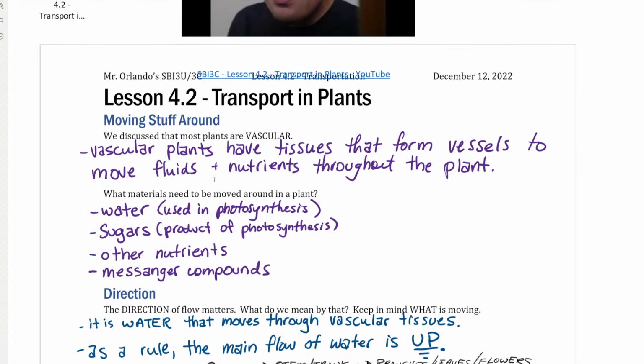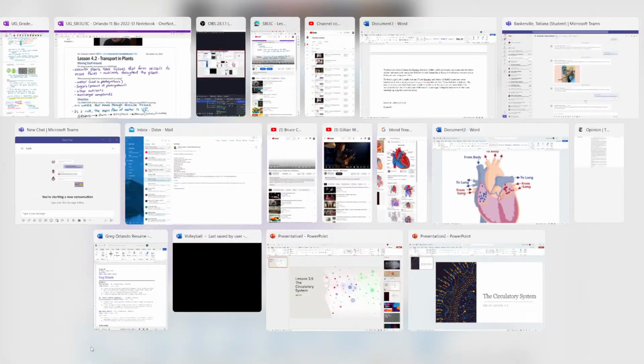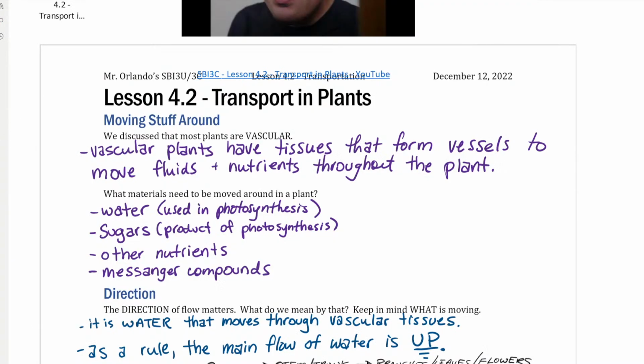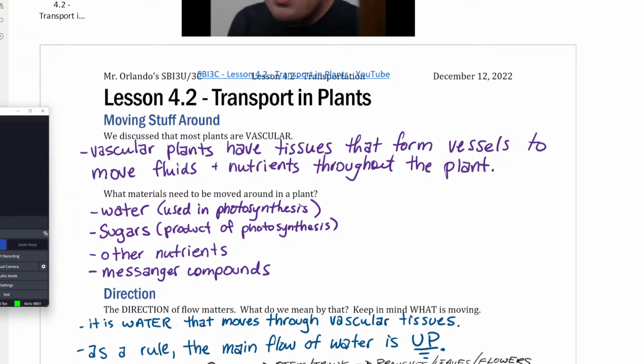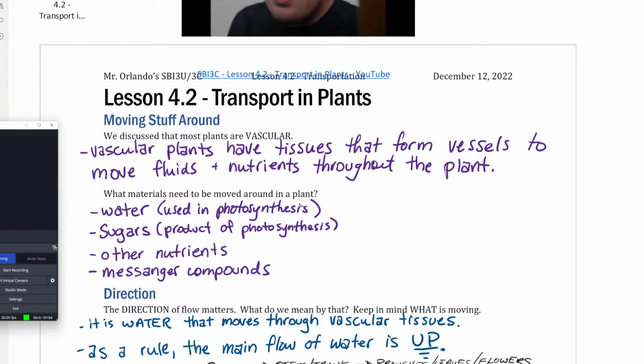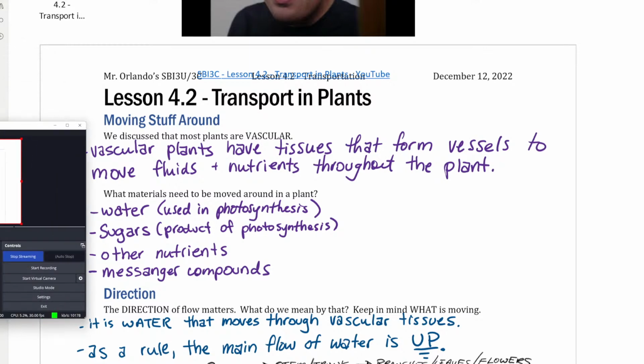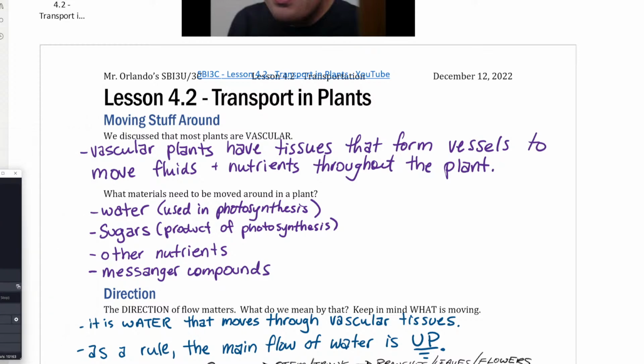So we said that the main purpose of having a transport system in plants was to move stuff around, transportation. And what kinds of things do we move around? Well, oxygen is a big one, just like in our bodies, but the main thing in plants, much more so, is water.